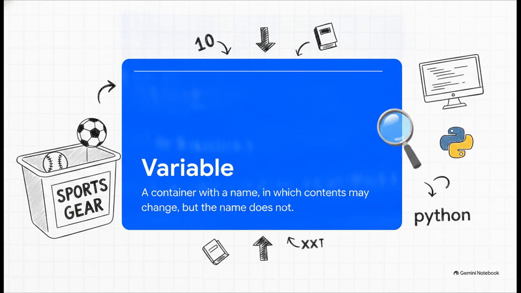In Python, this container holds your data, like numbers or text, right there in your computer's memory. The stuff inside changes, but that handy label on the outside stays exactly the same so we can always find it when we need it.